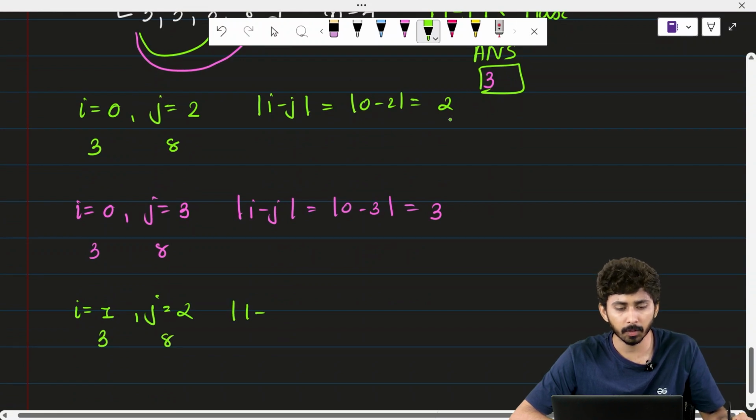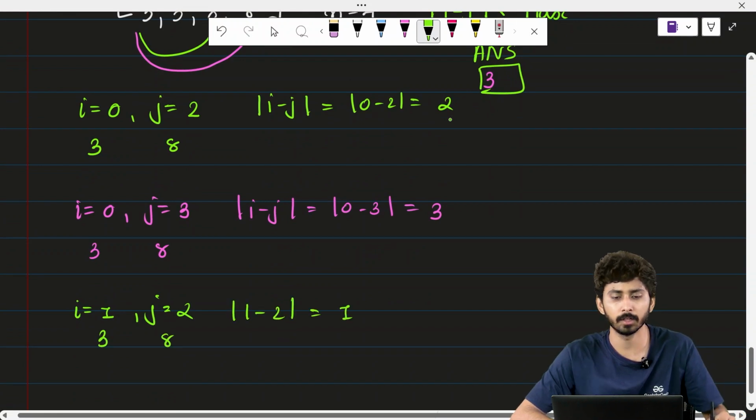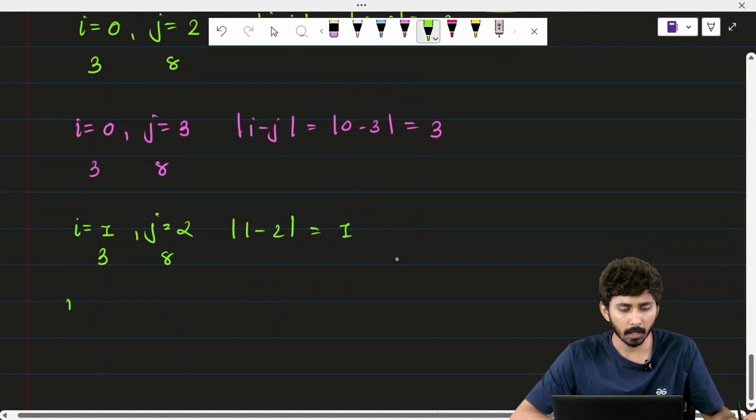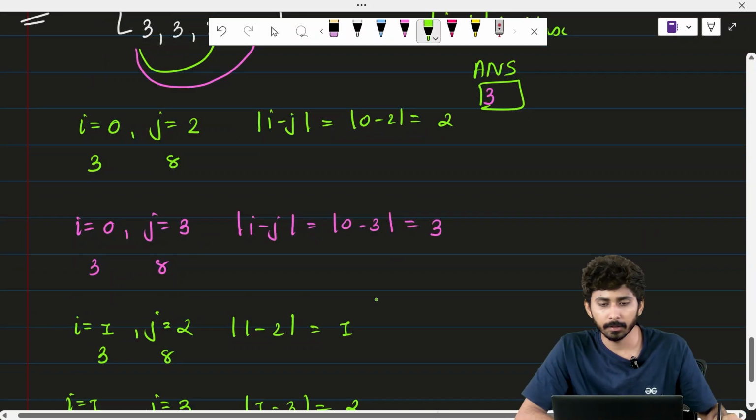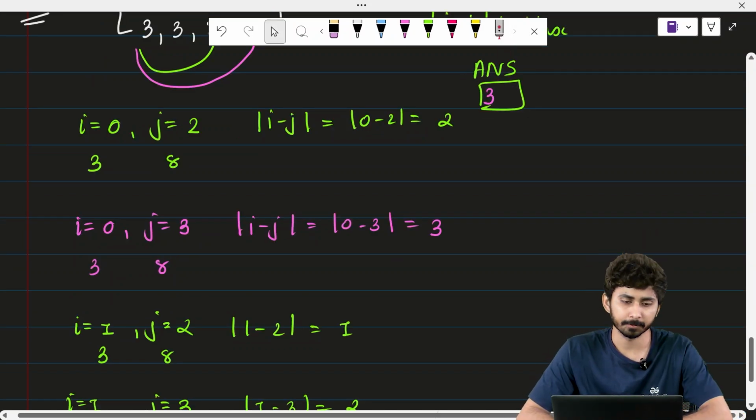What is i minus j? 1 minus 2. That will be equivalent to 1. It is not maximum. Okay, fine. Now let's take i equals 1 and j is equivalent to what? 3. This is 3 and 8. What is it? 1 minus 3. You will get 2 over here. And this is not maximum because the answer can be 3.